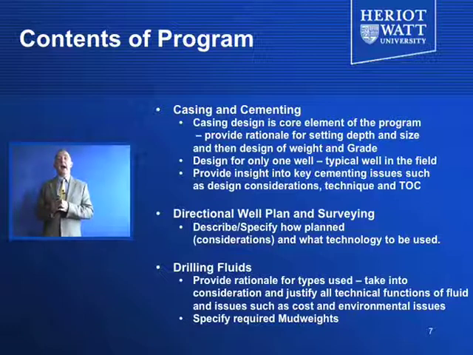Okay, and what I'd be looking for is why you're setting the casing, where you're setting it, so the casing setting depth for the whole string, and the other strings, surface, intermediate, production. I'd be looking for the justification for the sizes that you're using for your casing string, of course. Of course, I want the calculations around the weight and grade that you're going to use, which will be based on the assumptions you make about pore pressures and instability and things like this.